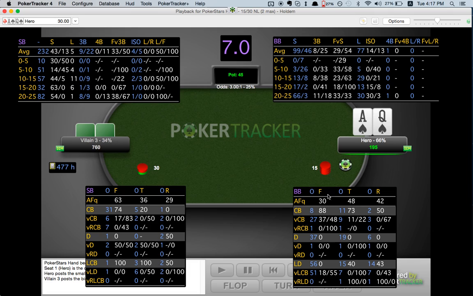And for the big blind post-flop stats, everything's basically the same. The only difference is the terminology or the naming is just slightly different. Limp c-bet becomes limp donk, and then it's versus limp c-bet and versus raise limp donk.